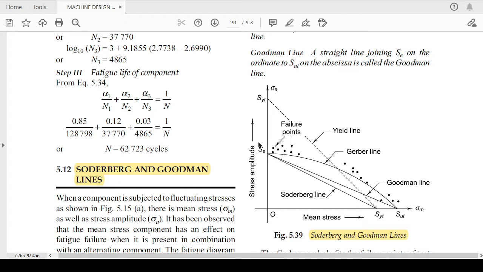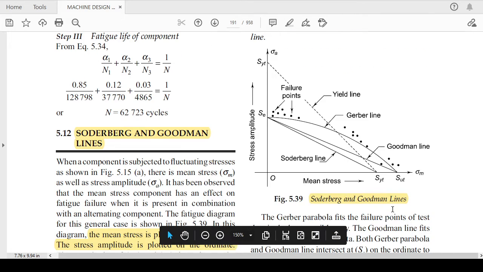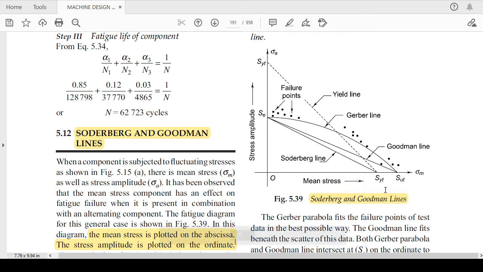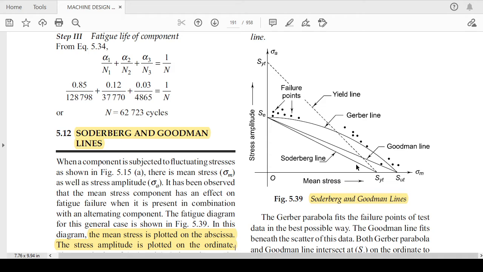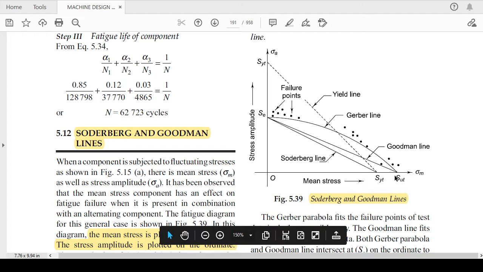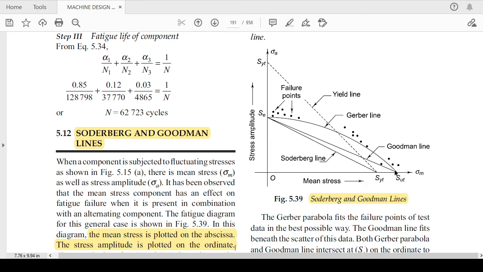If you connect the point SE, which is the endurance limit, with SYT, which is the yield tensile strength, you get a line called the Soderberg line. Clear? Next is the Goodman line. If you connect the same SE point with SUT, the ultimate tensile strength, this line is called the Goodman line. If you connect the same SUT and SE by a parabola, it is called the Gerber line or Gerber's parabola.